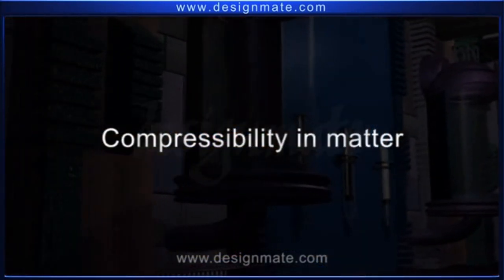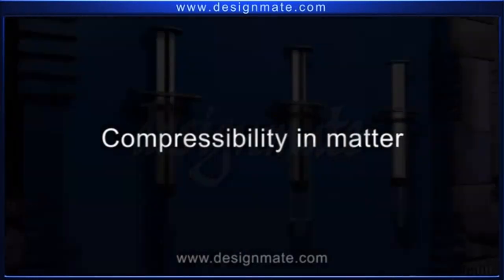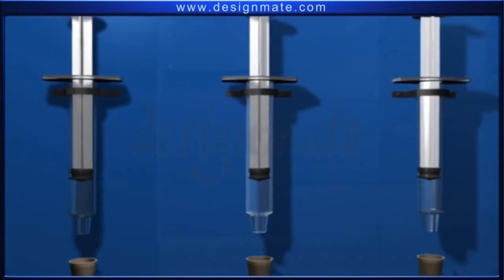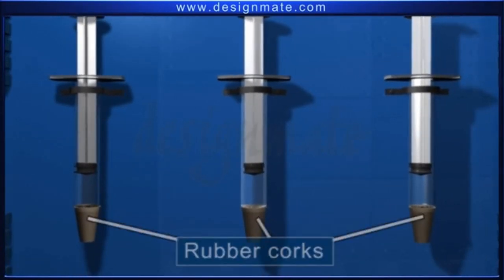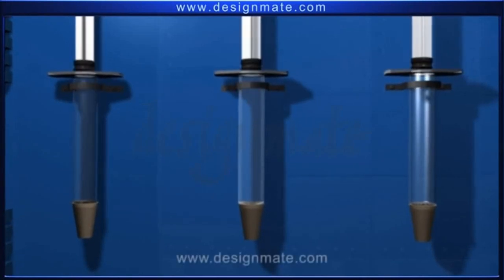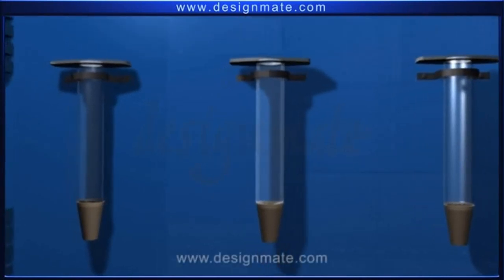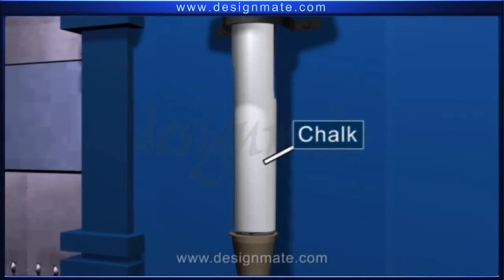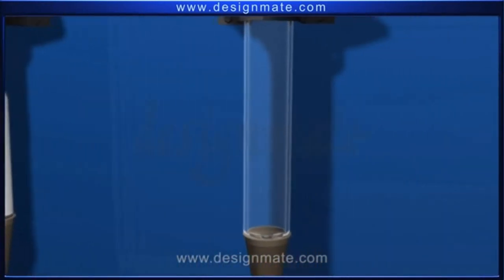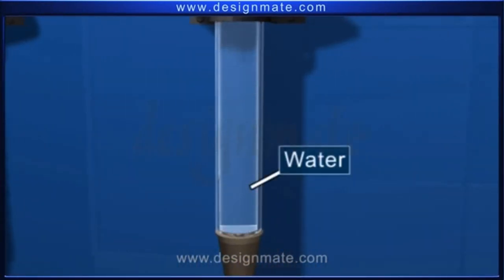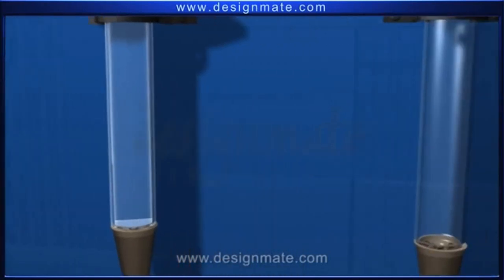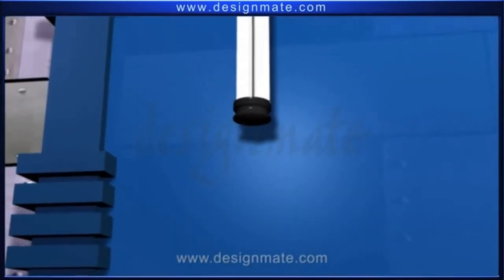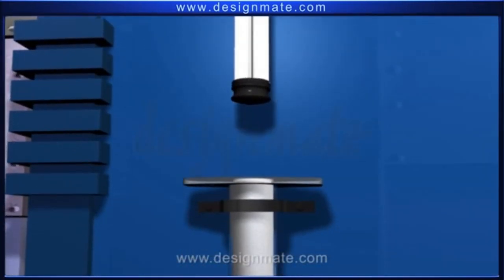Now, let us study the compressibility in matter. Take 3 100 milliliter syringes and close their nozzles with rubber corks. Remove the pistons from all these 3 syringes. Keep a piece of chalk in the first syringe. Fill a little amount of water in the second syringe, and leave the third syringe as it is. Slowly insert the pistons back into the syringes.